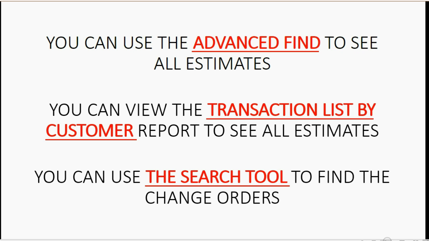If you saw the video on the search tool, you know that you can use the search tool to find change orders. The search tool is pretty much the only thing in QuickBooks that will help you specifically find change orders, because they're not separate documents. They will not show up in the journal. They will not show up in the find window, and they will not show up on any specific report. So you have to use the search tool to find all of them.